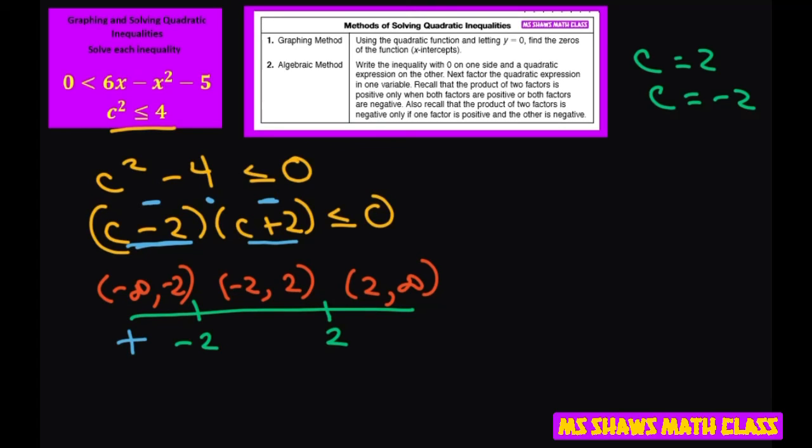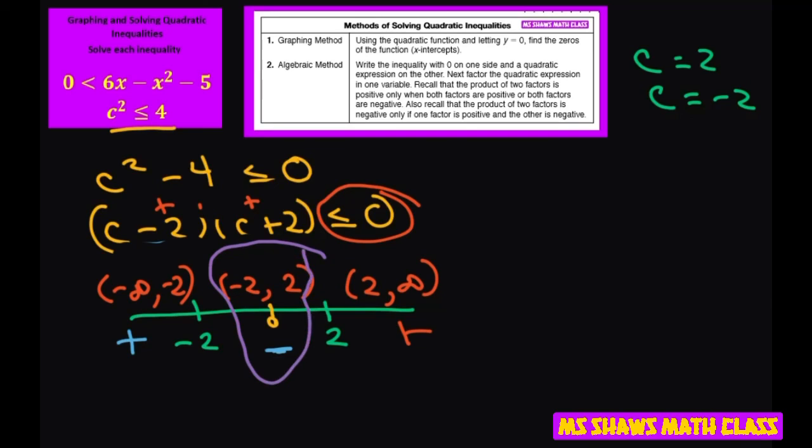All right, now for the middle interval, let's plug in 0. The 0 is in between these two. If I plug in 0, I'm going to get a negative, and then I'm going to get a positive. A negative times a positive is negative. And then plug in 3. If you plug in 3, you're going to get positive times a positive. That gives you positive. Well, we want negative. So this is going to be our answer right here.